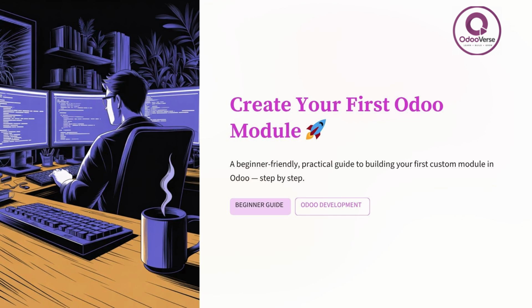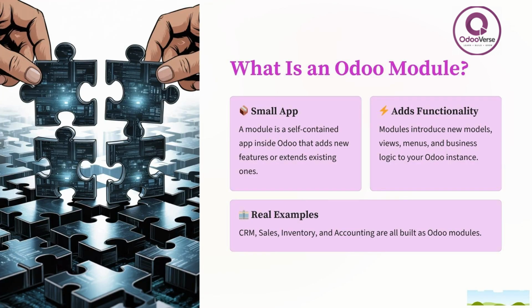So let's get started. First, let's understand what an Odoo module actually is. A module is basically a small application inside Odoo. Every feature in Odoo is built using modules. For example, CRM, sales, inventory, accounting. All of these are separate Odoo modules. Modules help us add new features, menus, business logic, and screens to Odoo. So whenever developers want to customize Odoo, they usually create modules.